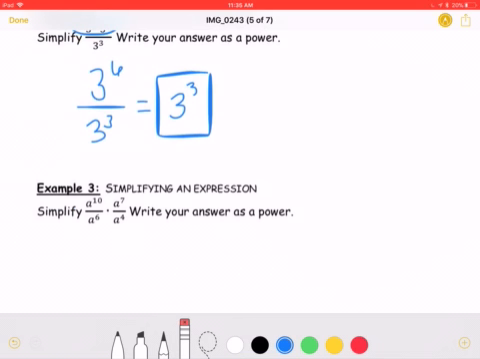Let's look at our next example, another tricky one. Now there's 2 ways you could do it. You could break this up and do your division first, then multiply.